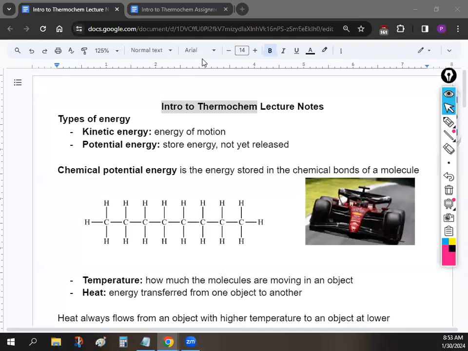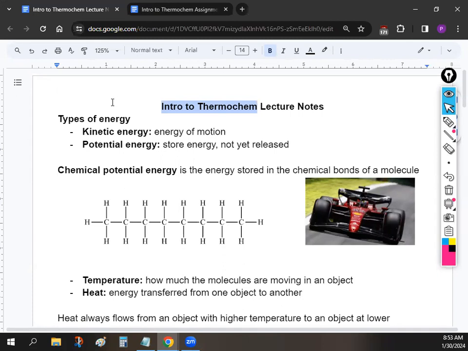Okay, so today we're going to be starting our thermochemistry unit. Now, thermochemistry has to do with energy. Okay, now there's different types of energy. And again, you do not need to write all these definitions down. I'll tell you guys what's important and what's not.